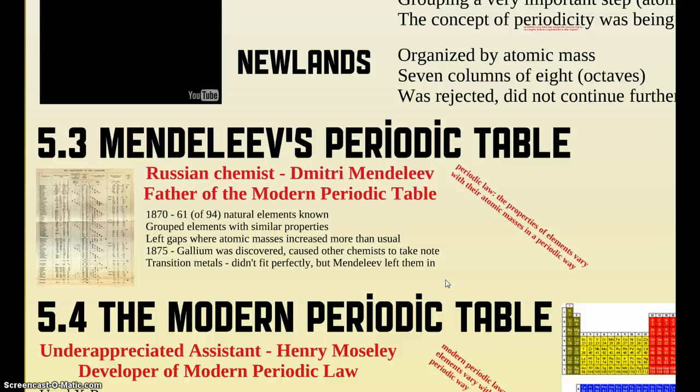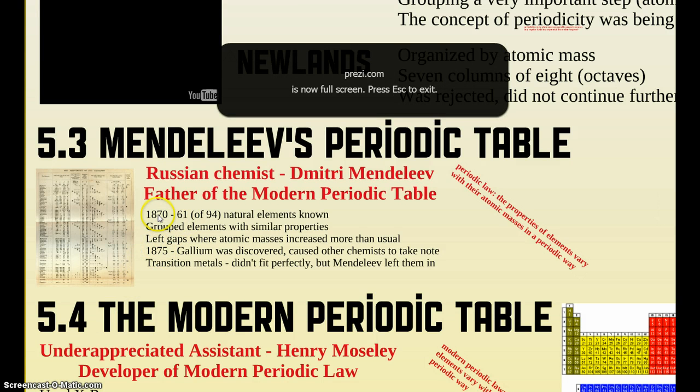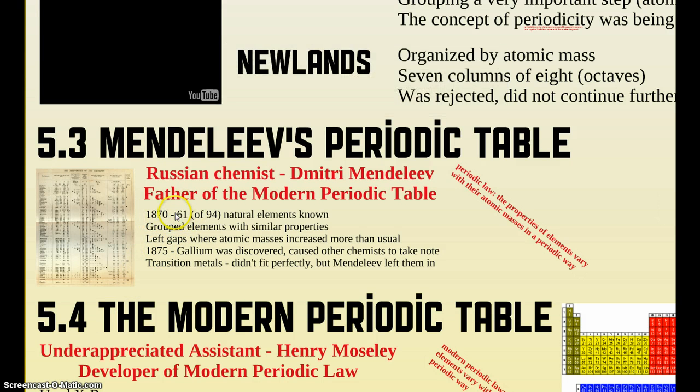Okay, Mendeleev's periodic law. In 1870, 61 elements were known about. There are now 94 that we know of. What he did was he grouped these elements with similar properties, and he actually left gaps in places where it seemed like the difference from one mass to another was a lot, and maybe there was an element missing in there. In fact, 5 years after he first published this, in 1875, there was an element.